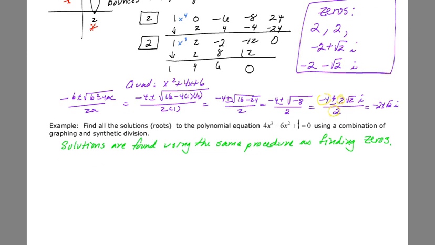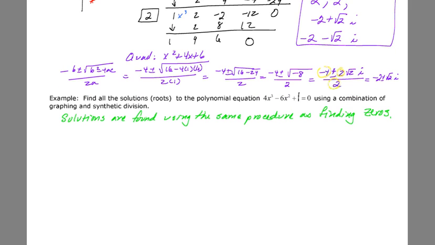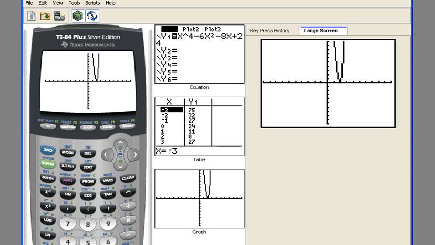Which means we'll use our combination of, let's go to the calculator, see what we can get from the calculator, and then from there get it down to a quadratic. Now we're looking for a total of 3 here. Let's get in the calculator and see what we can find from there.